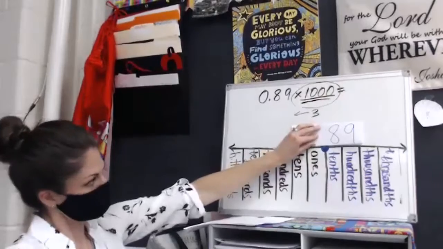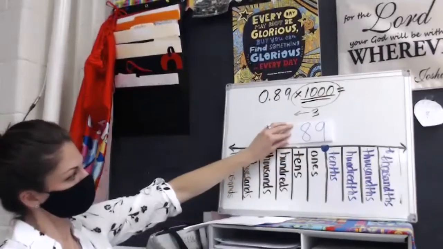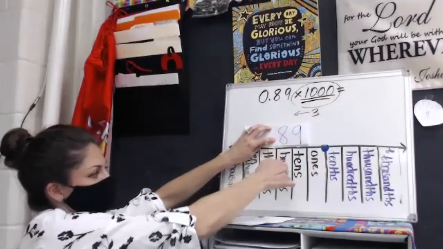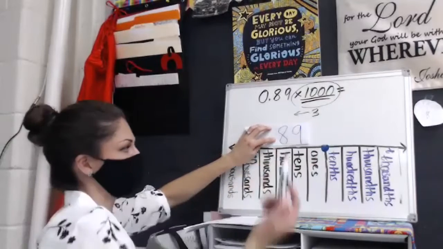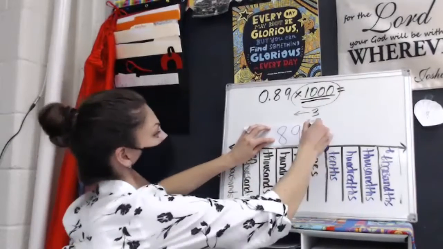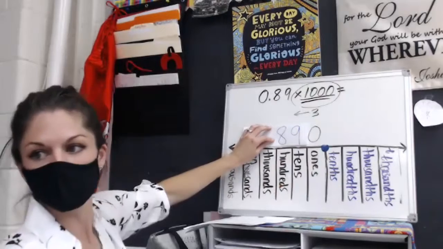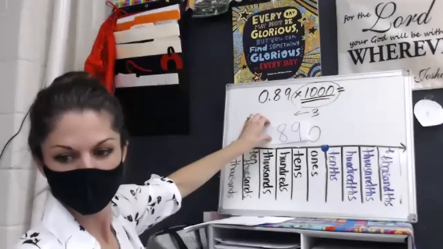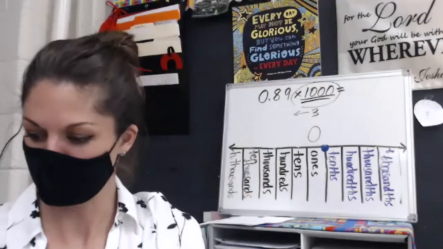Here we go. A 1, a 2, a 3. But wait a minute. An 8's in the hundreds, a 9's in the tens. What's in the ones spot? 0. Oh, a 0. So I'm looking for the number 890. Look for the number 890.